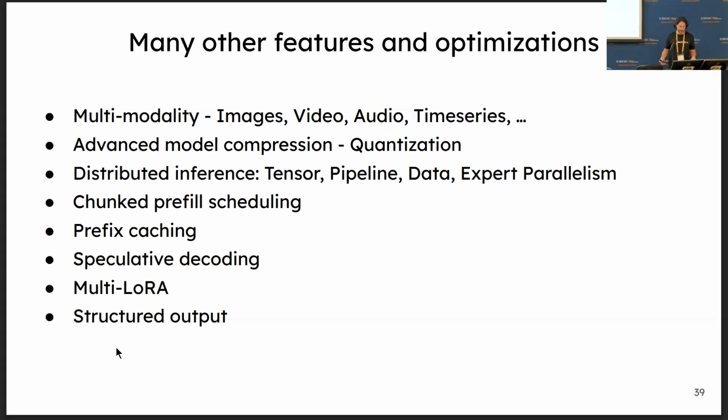Prefix caching I explained a bit about, but we've now made that automatic. So if new tokens come in and there's already KV cache for some of the prefix of those tokens, you just benefit from it automatically.